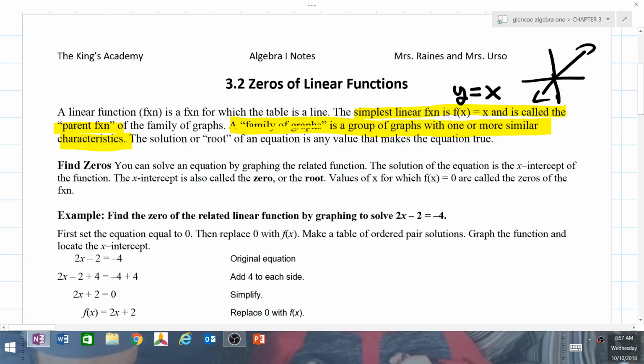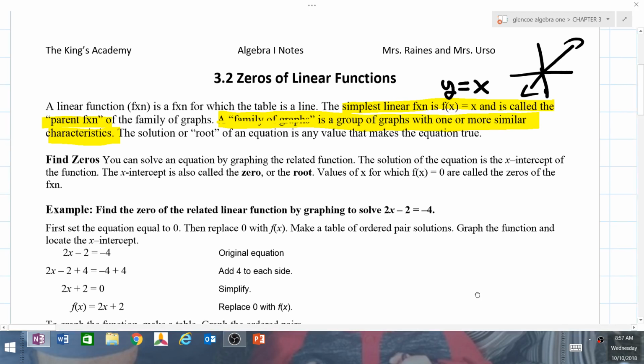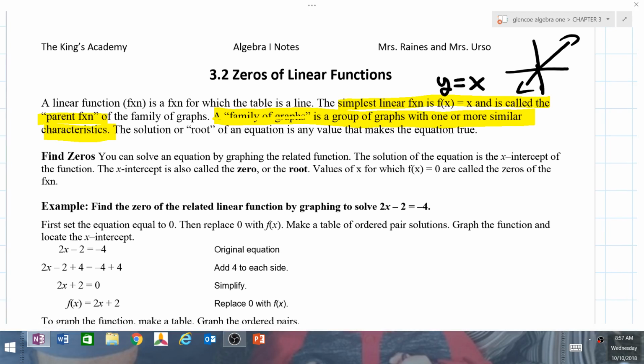Good morning. Today we're going to talk about lesson 3.2, zeros of linear functions. A linear function is a function for which the table, that should say the graph, is a line. The simplest linear function is f of x equals x. Remember when we talked about functions in chapter 1, f of x just means y. So it's y equals x.